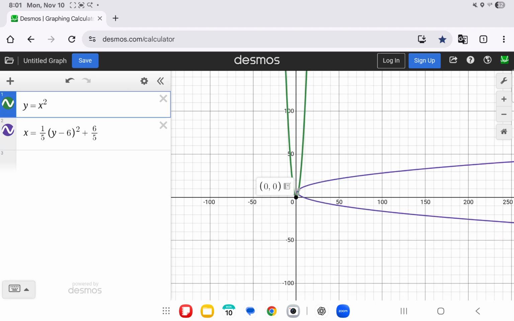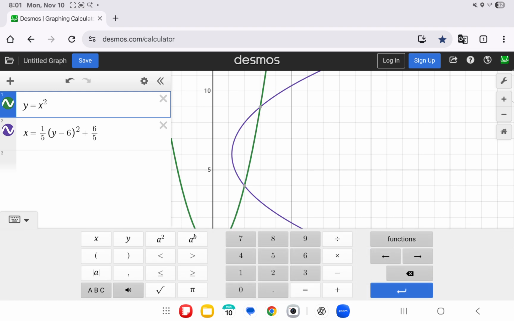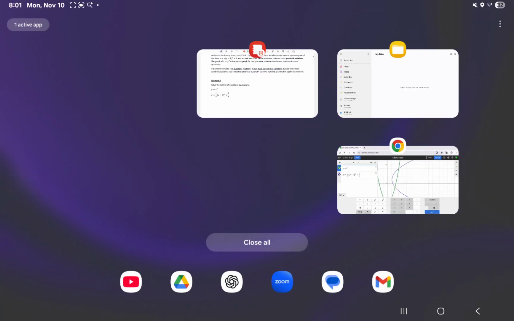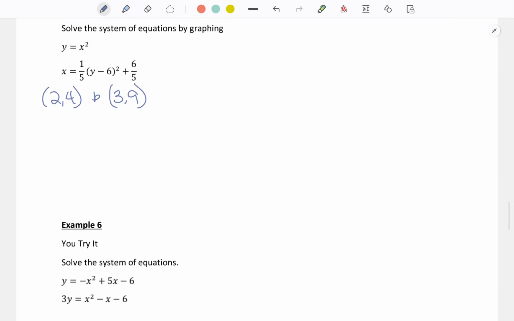And of course, we've got a little mess going on over there. But in this case, we only have 2 intersections. So we have 2, 4, and we have 3, 9. So those are where we cross. So we only had 2 on that one.